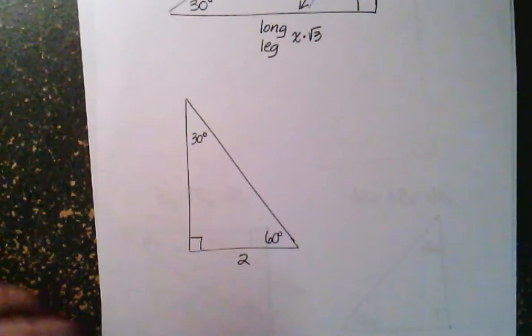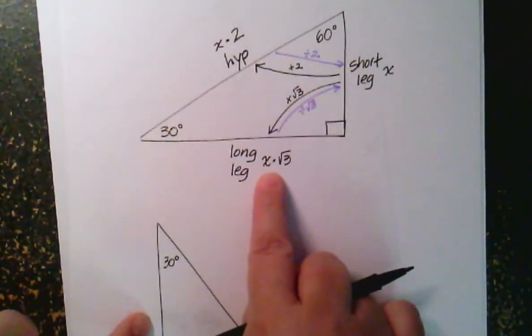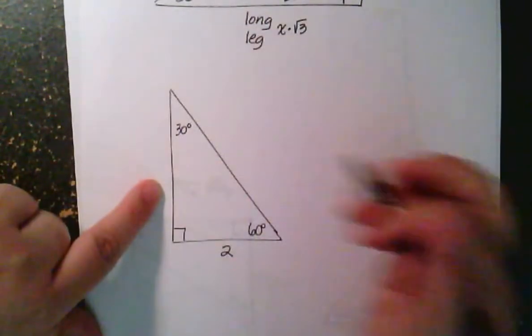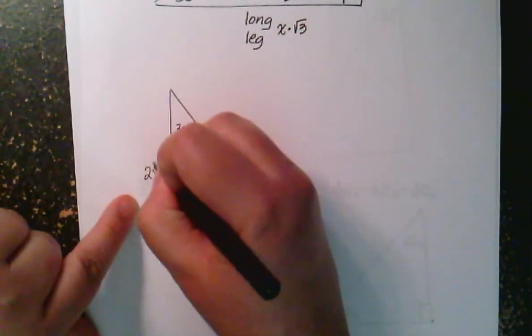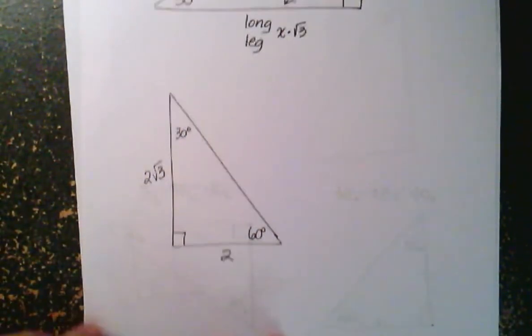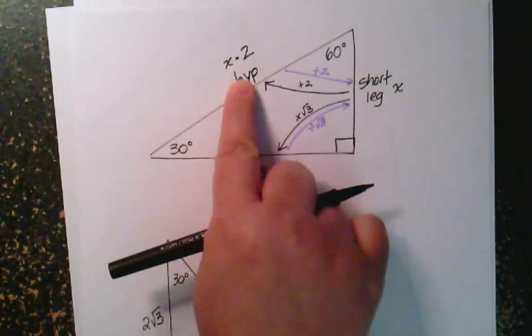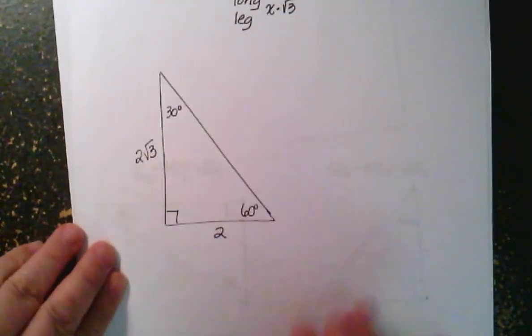Then to get from the short leg to the long leg, I'm going to multiply times square root of 3. So the length of the long leg would be 2 times the square root of 3, or 2 root 3. To get from the short leg to the hypotenuse, I multiply times 2. So 2 times 2 is 4.